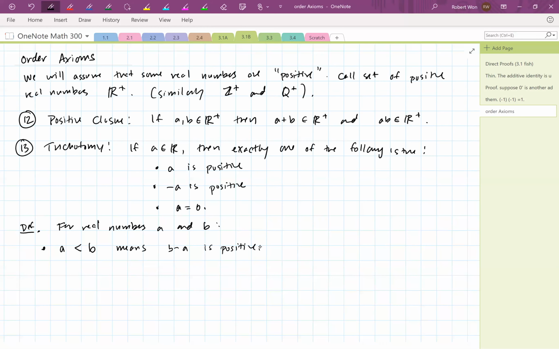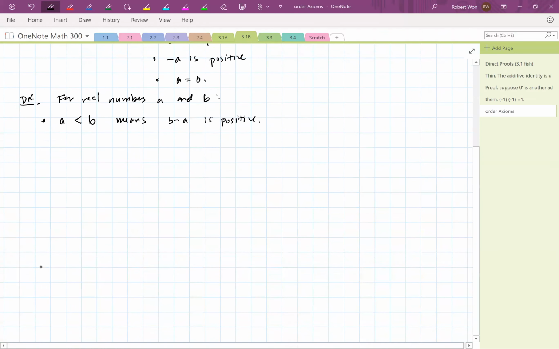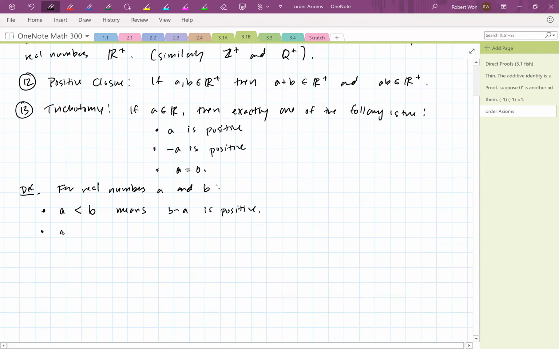So again, right now, I don't know any numbers that are positive yet, which means that I can't put any orders on any numbers yet. Right now, I don't know that 3 is greater than 2, or 2 is less than 3, because I don't know if 3 minus 2 is positive or not, but I will soon. I also have to define this symbol: A less than or equal to B means A is less than B or A equals B, which is what you expect it to mean. But now that I've defined less than and equal and the word or, I know what this symbol means. And for those of you following along with LaTeX at home, you get this by \leq for less than or equal to.